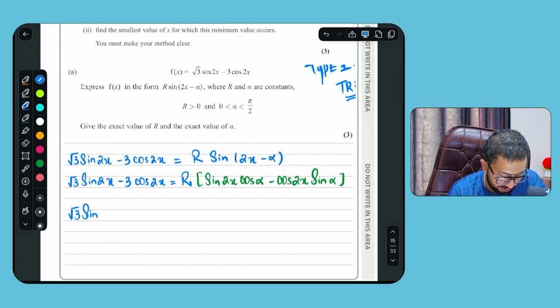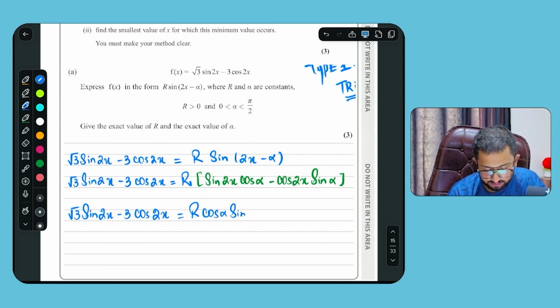So should I need to apply the double angle formula? But it's not necessary because, as you can see, cos 2x and sin 2x lie on both the right and left sides. So shift r inside the bracket: r cos alpha sin 2x minus r sin alpha cos 2x.